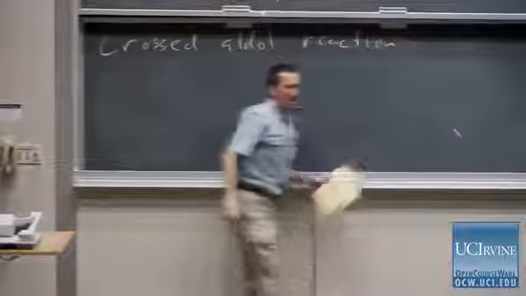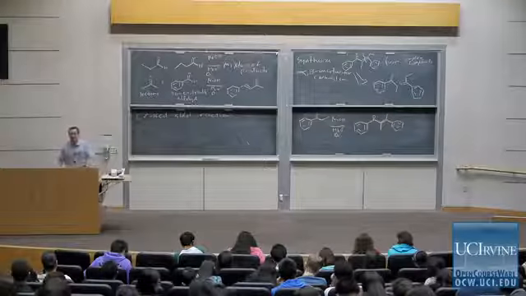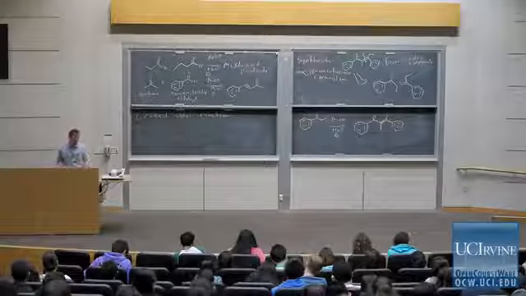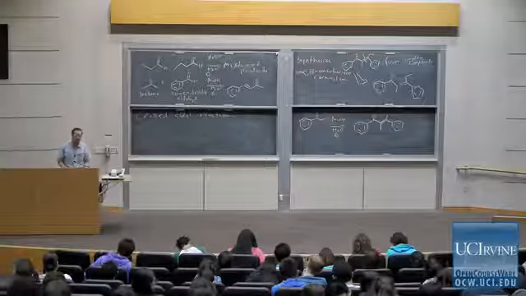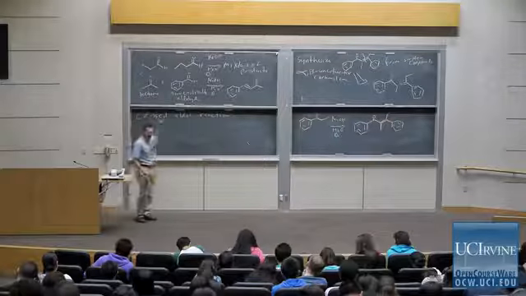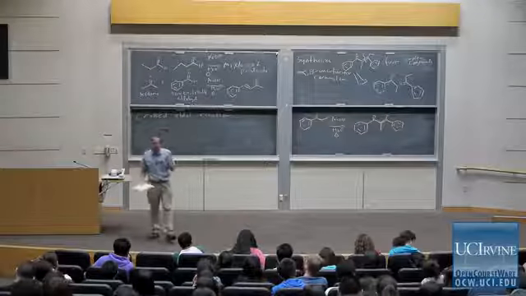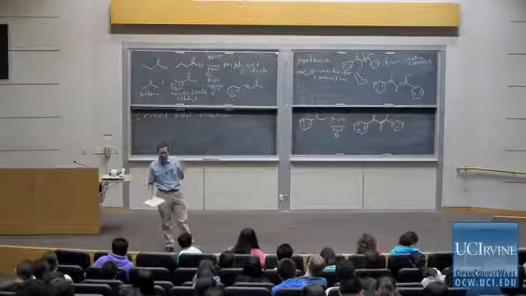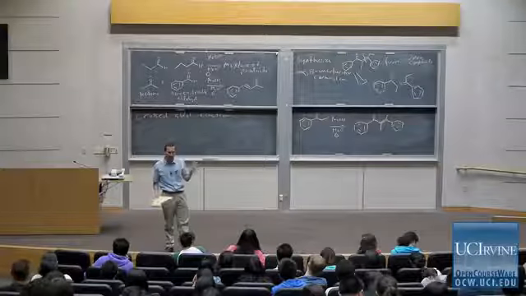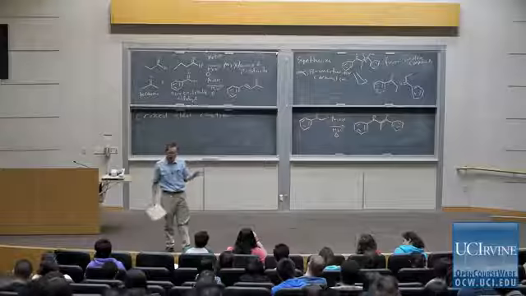By crossed, I just mean that we have two different components. One of them's a ketone that's enolizable. One of them's a non-enolizable aldehyde. And honestly, there's some variation that one can have. For example, you don't have to have a ketone. Anything that you can make an enolate of reasonably well is okay.